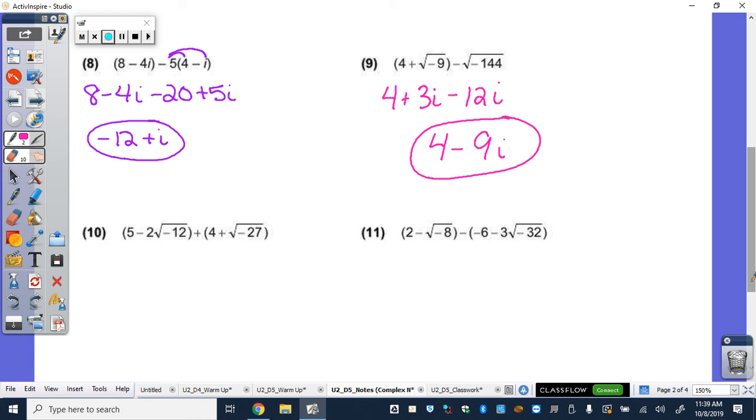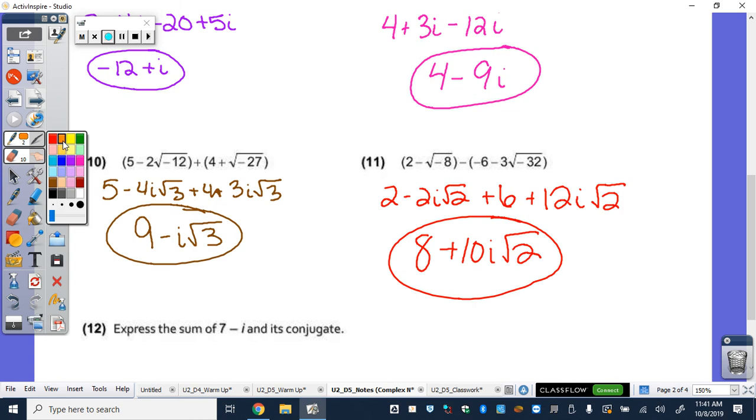All right, go ahead. And then for number 11, you should have ended up with 8 plus 10i radical 2. Remember, everything turns to addition from that subtraction sign there.